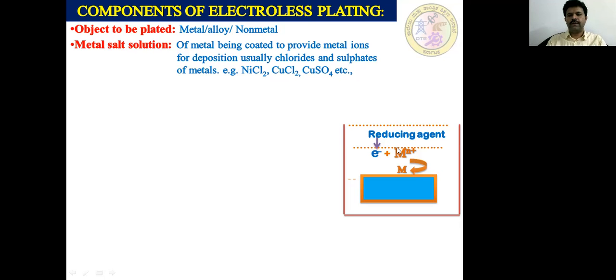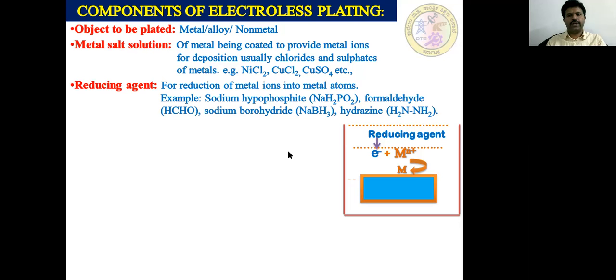Which metal am I going to coat here? For example, if I want to coat copper, then I must use some copper chloride or copper sulfate as a metal salt electrolyte solution here. The metal salt solution of the metal being coated provides metal ions for deposition, usually chlorides and sulfates of metals. If I want to coat nickel, then I can choose nickel chloride. If I want to coat copper, then copper chloride or copper sulfate.